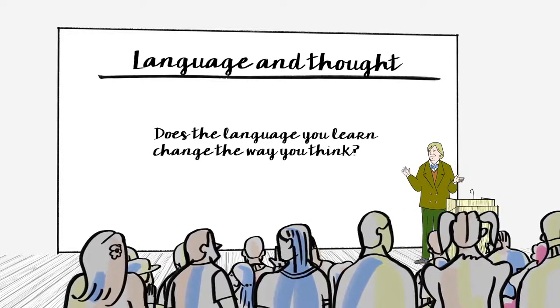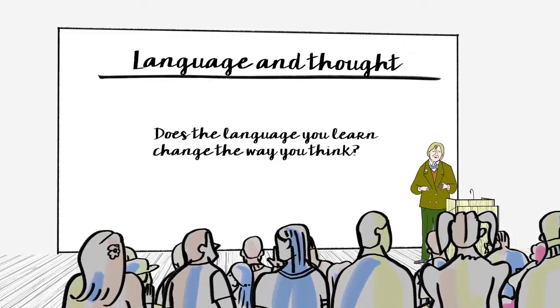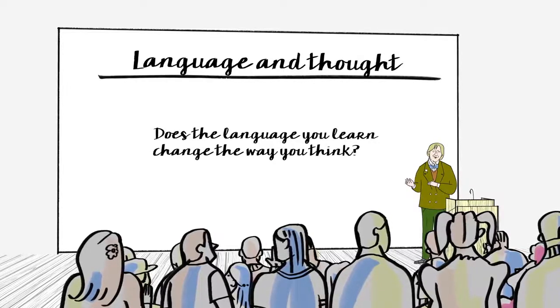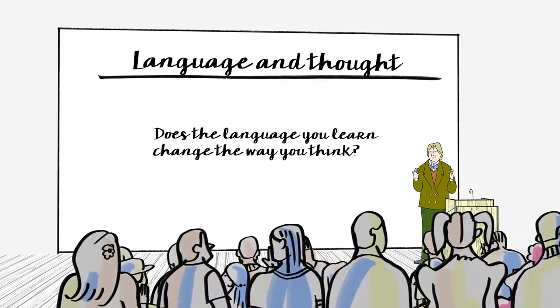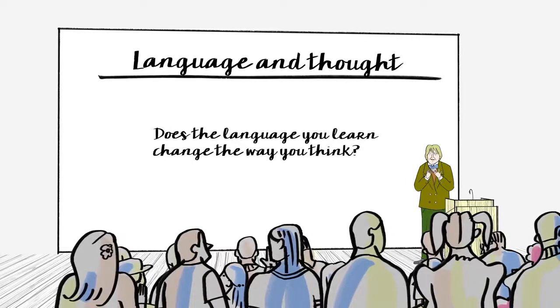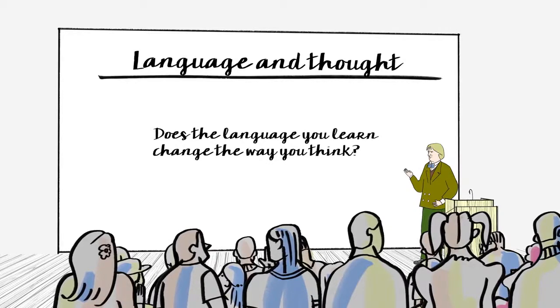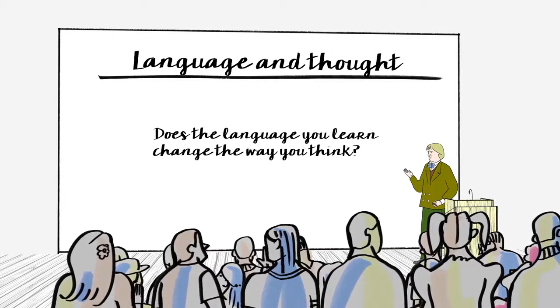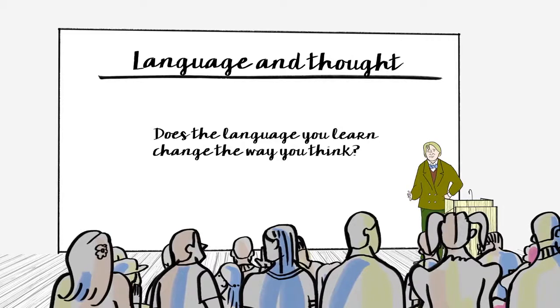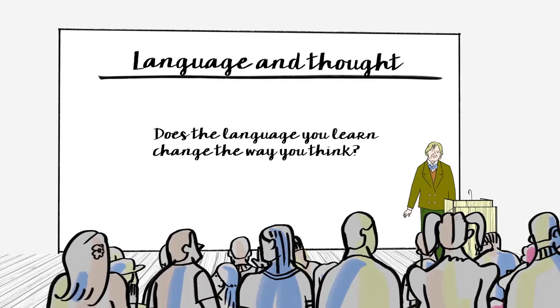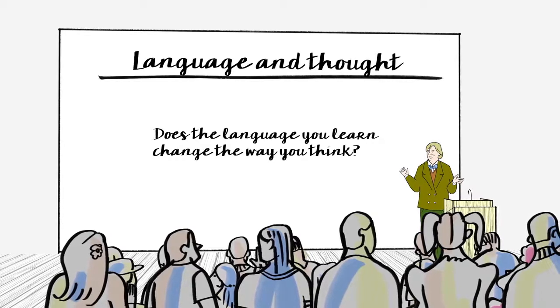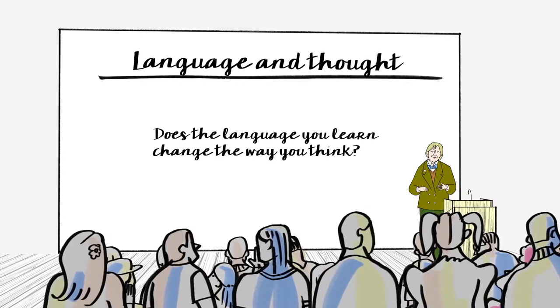So I choose this example because it's been studied quite a bit. English and Korean have different prepositional systems. English uses prepositions like in and on and under, while Korean uses a different set of prepositions that focus you more on things like whether something is firmly attached to something else. And so a lot of psychologists have studied children and adults, wondering whether exposure to these different languages changes the way you think about the world.